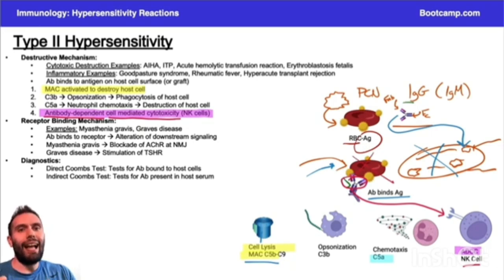destruction of this cell. Kind of similar to what happens with the neutrophil, but not exactly the same because there's not chemokines necessarily that are stimulating this natural killer cell to come over here. This natural killer cell is binding to the IgG receptor here and then releasing perforins and granzymes to essentially destroy the red blood cell.